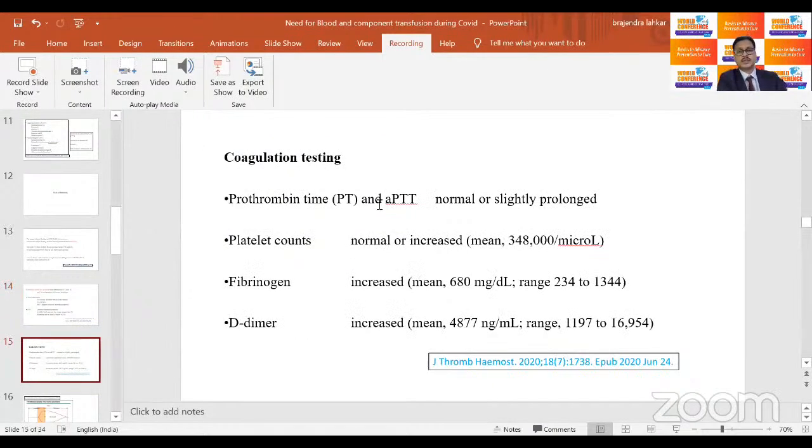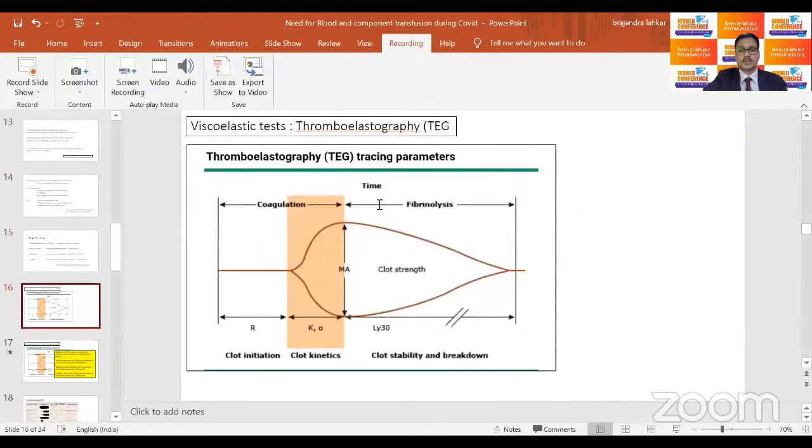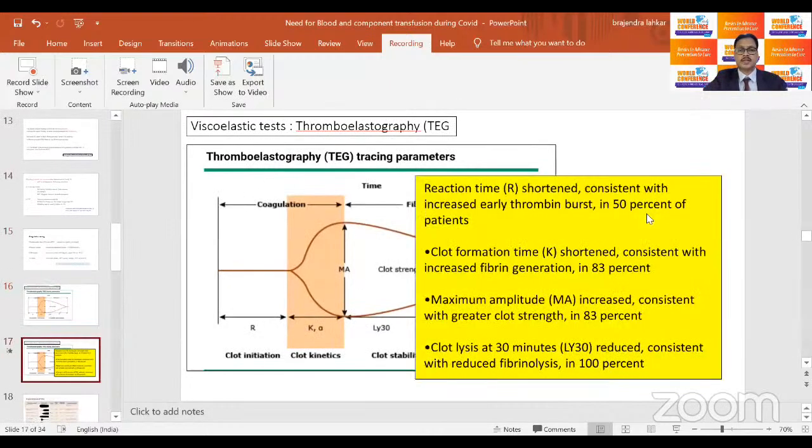How do we monitor both ways, thrombosis and bleeding or hemorrhage? We can monitor PT, APTT, platelet count, fibrinogen, D-dimer. The fibrinogen and D-dimer may be higher in these situations, and platelet count may be still normal or increased as compared to others. We can use TEG, probably as a point of care, and the reaction time is shortened, consistent with increased early thrombin burst in 50% of the patients.